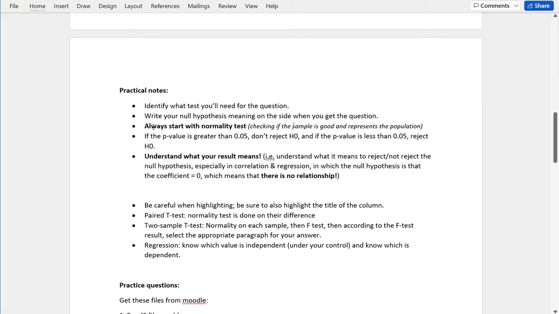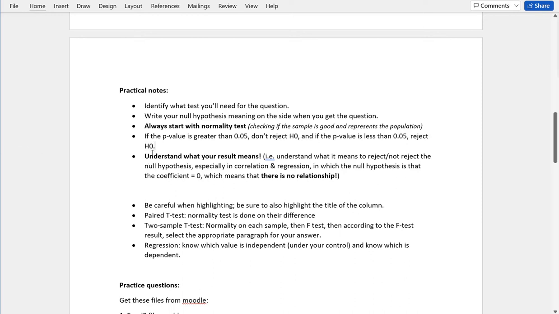So how do you check if your sample is likely to be nicely representative of the population? You run the normality test. Next point, you already know this. If the p-value is greater than 0.05, so 5%, you don't reject the H0. You could say you accept the H0, but it's better to say you don't reject the H0. And if the p-value is less than 0.05, reject the H0. It's really straightforward, and this is all you're doing.